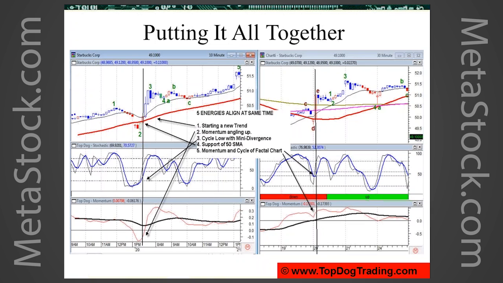So these are our 5 energies, and that's all I do all day long, I just go through these 5 energies. My setup chart's the 10-minute in this case, so the 50 MA. And by the way, what you're seeing here is the Top Dog Trading plugin that we have for MetaStock. It color codes trend, and down here this ribbon, downtrend is color coded with red, green color codes for uptrend. So again, very measurable. Okay, that's number 1.